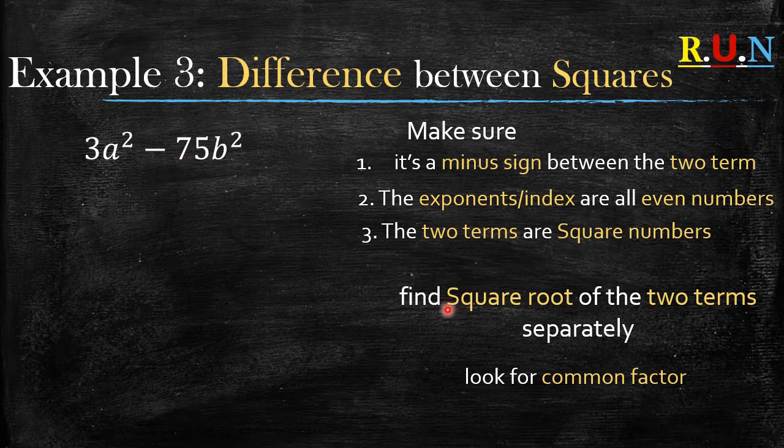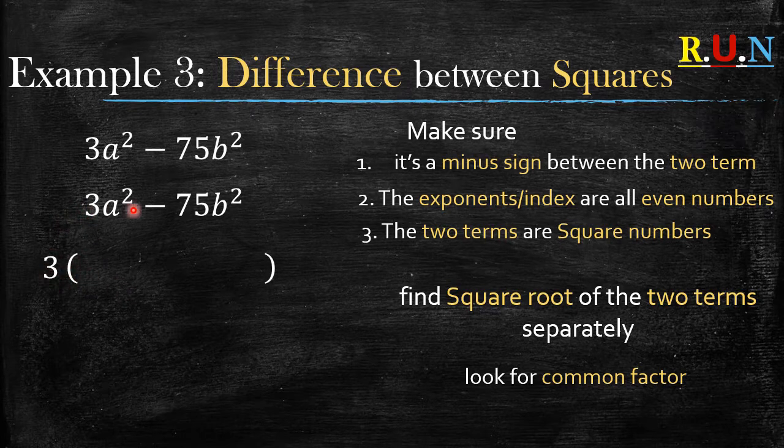Because remember, when you try looking for the square root of 3, you get a decimal number. Even when you look for square root of 75, you get a decimal number. So that tells us that they are not square numbers. So we look for their common factor. What's the common factor between 3 and 75? The common factor, or let me say the highest common factor, is 3. Okay?